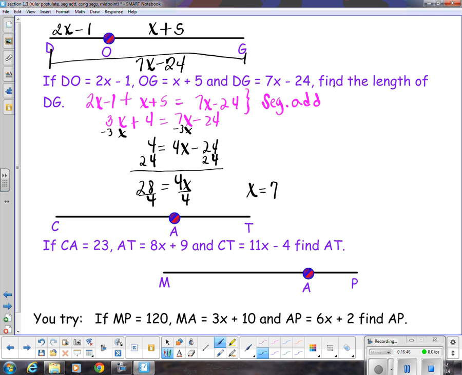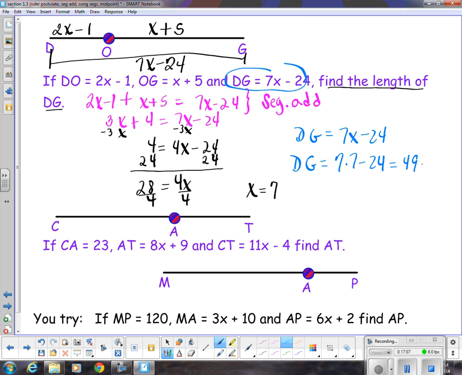Now, did they ask you for x? What did they ask you for? They asked you for the length of DG. Well, what is DG? DG is right here. DG is 7x minus 24. In other words, if you want the length of DG, then it's going to be 7 times 7 minus 24, which is 49 minus 24, which is 25.